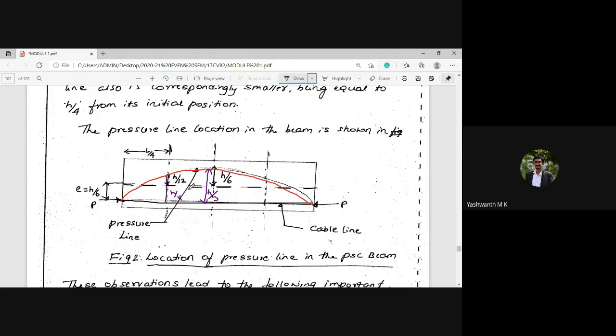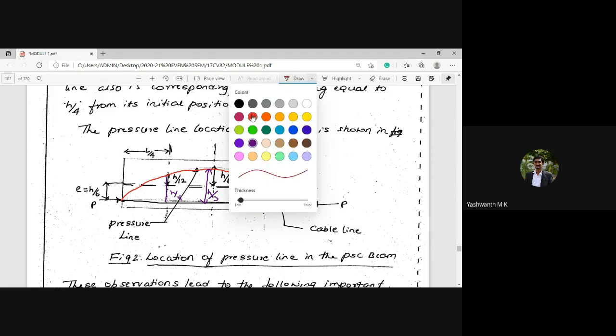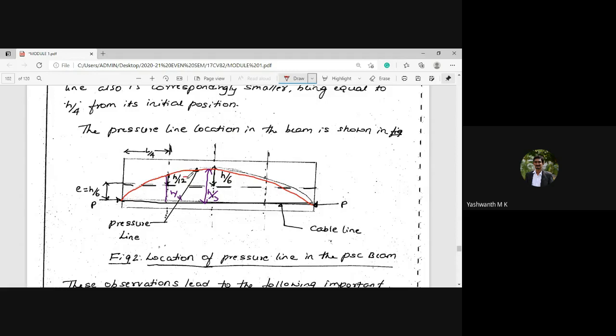So that means I am going to indicate this h by 6 as eccentricity, and these things, that is h by 12 and h by 6, as E dash. So let me notate these things by E dash. Is it clear? So h by 6 is E dash at mid span, and h by 12 is E dash at quarter span.